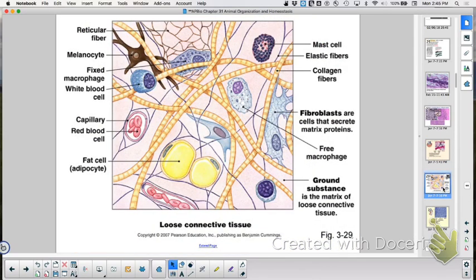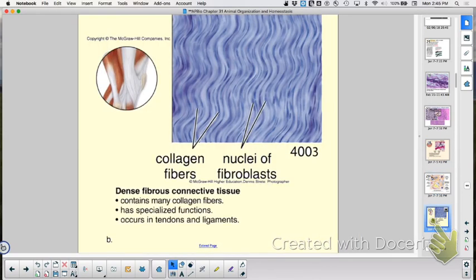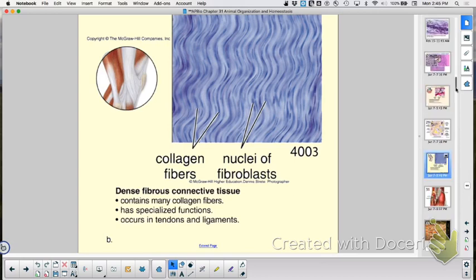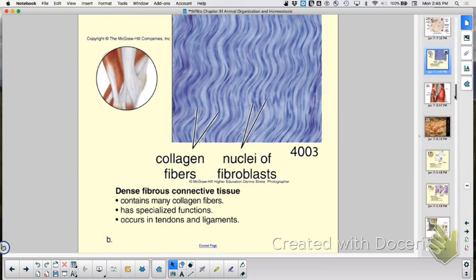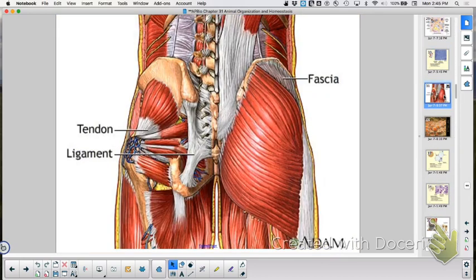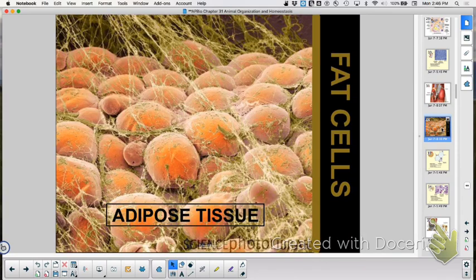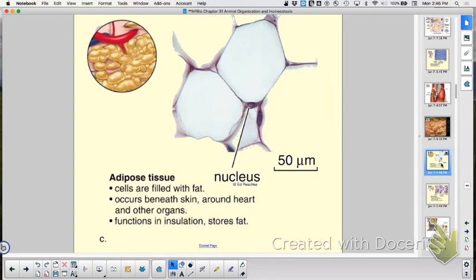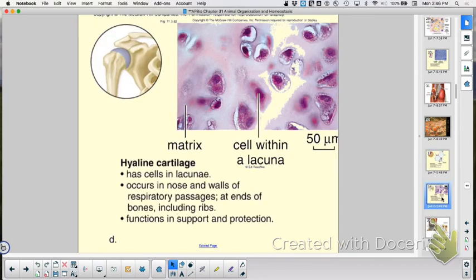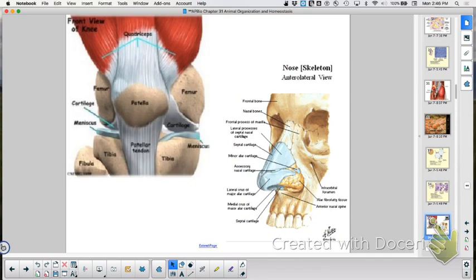Okay. Here's some different tissue. What am I showing you in this picture? Here's some tendons connecting muscle to bone, and ligament is bone to bone. Here are some fat cells. Aren't they pretty? Those insulate you and keep you warm. Okay. Here's some other fat cells. Here's some cartilage, cells separated by a matrix. Here's some other cartilage.